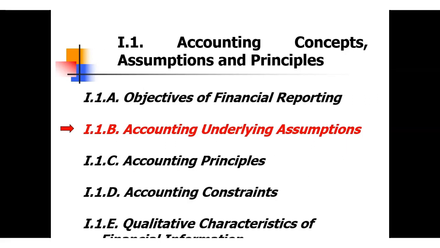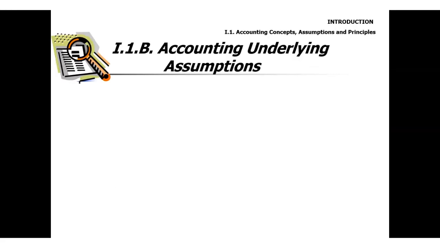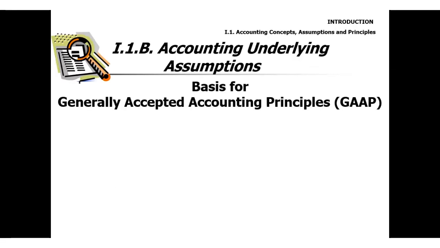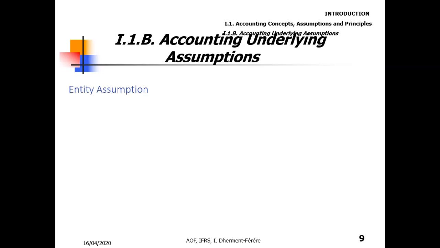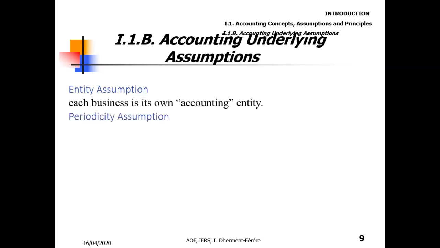Point B. Accounting underlying assumptions. We will see the basis for generally accepted accounting principles, GAAP. That is, we will see entity assumption, periodicity assumption, going concern assumption, and monetary assumption. Entity assumption: each business is its own accounting entity. Periodicity assumption: divide economic activities into time periods for reporting.